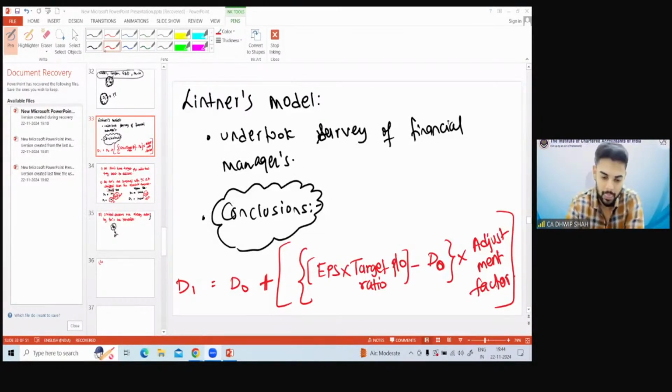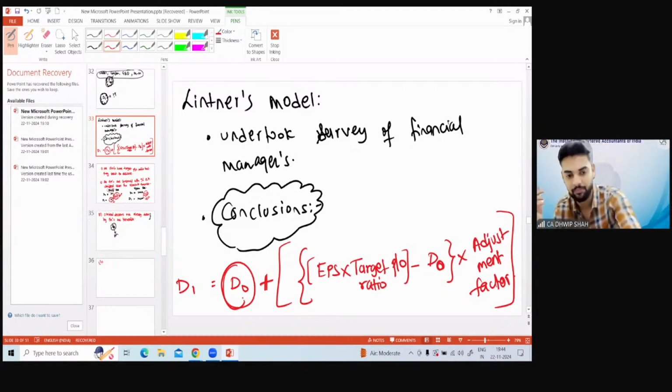Third point, last but not the least, at least minimum of last year's dividend company should pay in the current year, because the decisions that are already taken in past years are irreversible. Company does not like to change those dividend. Financial managers do not like to change that decisions already taken. So this is how formula of Lintner is derived.